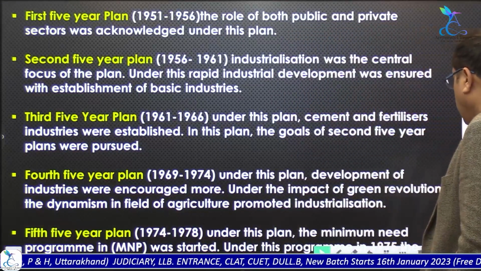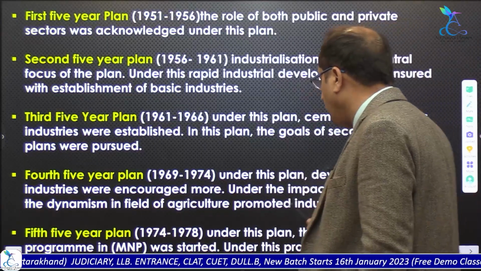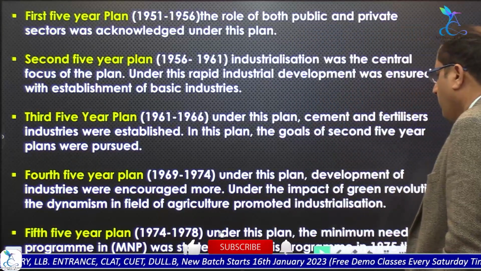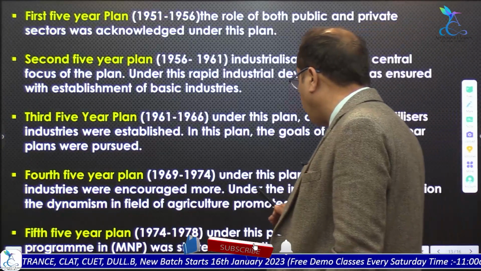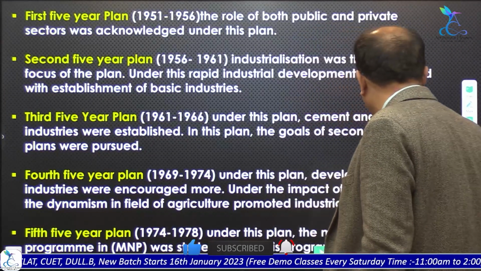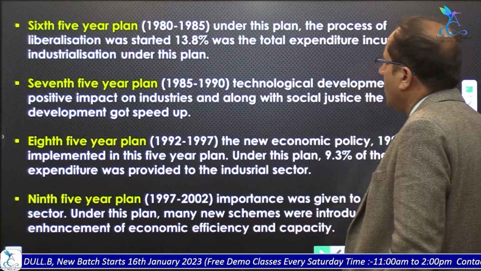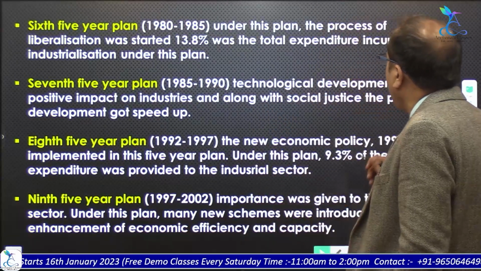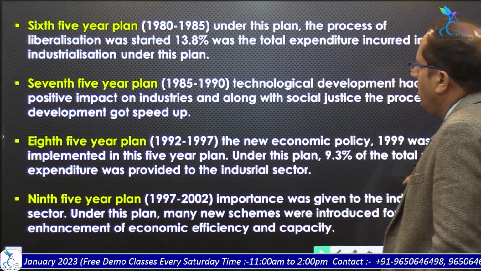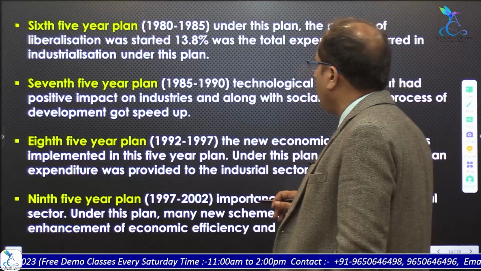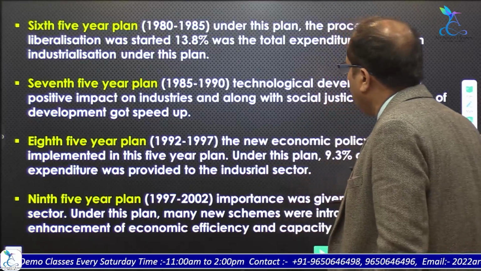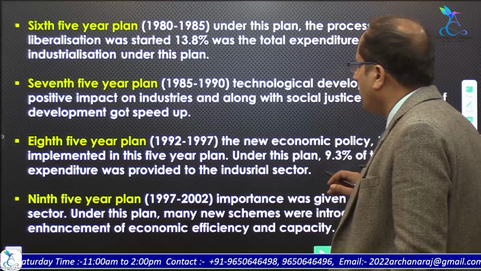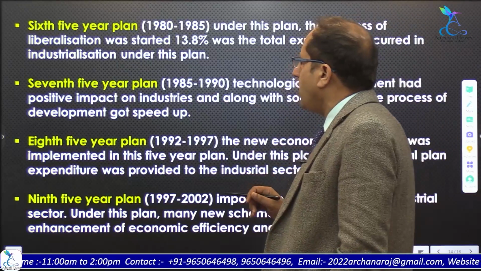Under this plan, the Minimum Needs Program was started in 1975. The 20-point program was also started. Sixth five-year plan, 1980 to 85. Under this plan, the process of liberalization was started. 13.8 percent was the total expenditure incurred on industrialization under this plan.